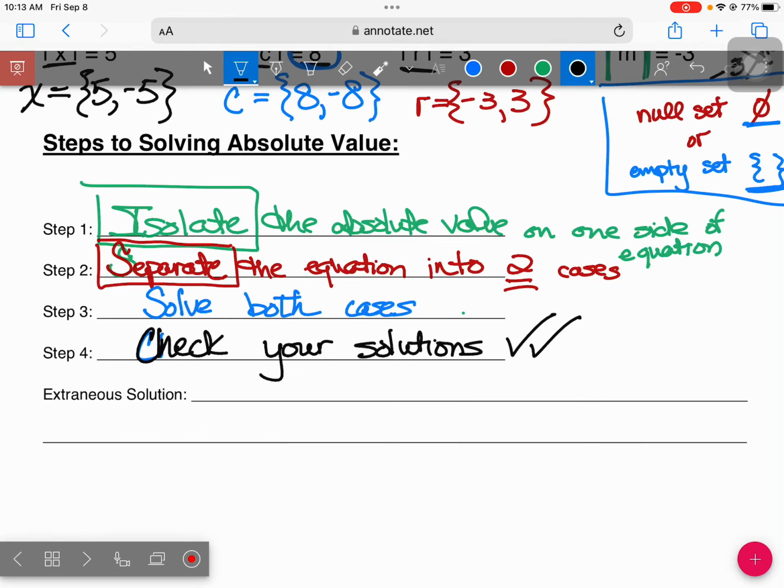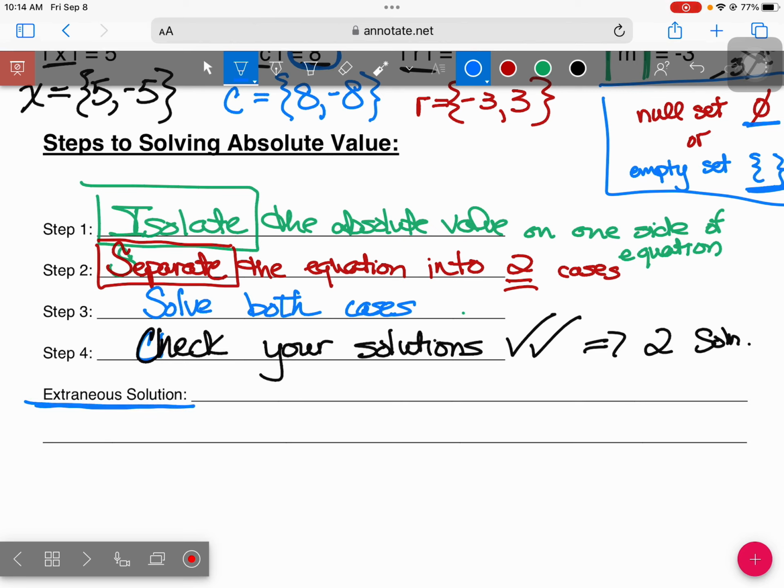All right, so isolate, then separate. Solve both cases and check your solutions. How many solutions should we have? We should have 2. Okay, should have 2. Sometimes, though, we have what's called an extraneous solution.